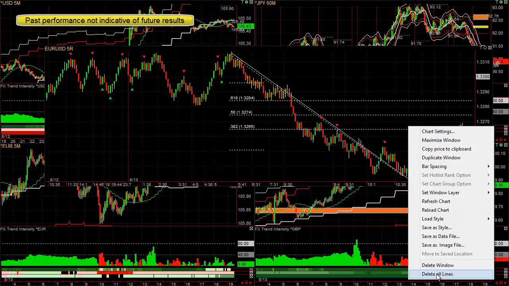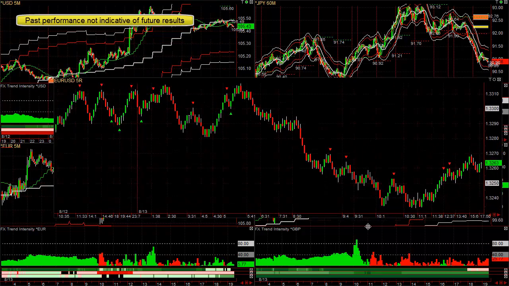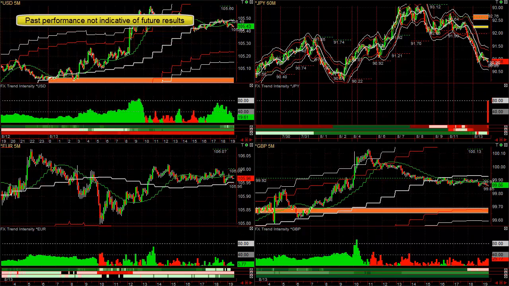So for traders who know how to trade, know how to use Fibonacci's, trend lines, know all the chart patterns for both continuations and reversals, your odds are going to go up dramatically.